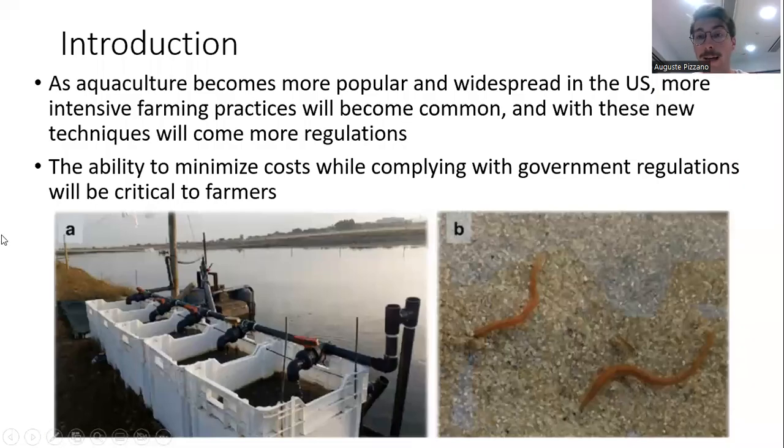So, as aquaculture becomes more and more popular and widespread in the U.S., intensive farming practices are going to become more common. And with these new techniques is going to come more government regulation. These regulations are going to look at things like the economic impact of these farms, and one way that they're going to monitor this is by the quality of the effluent wastewater from these farms.